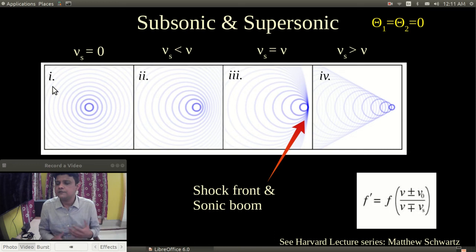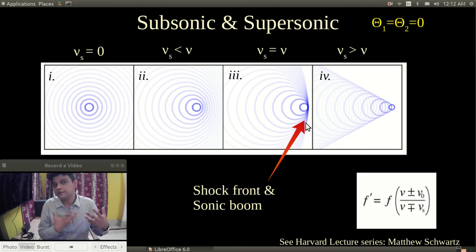And if the source is moving, then the pressure contours will come closer to each other in the direction of motion. Now, if the source is at the velocity of sound, which is the sonic barrier, then it creates a shock front in front of it, and a shock front usually comes with a sonic boom.